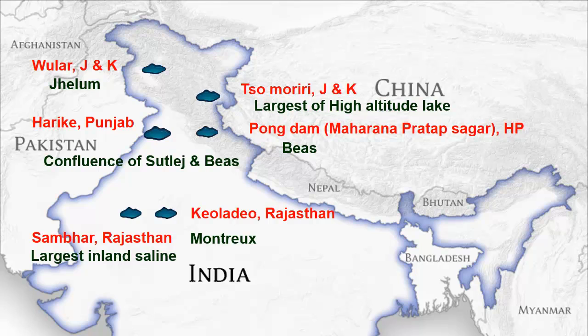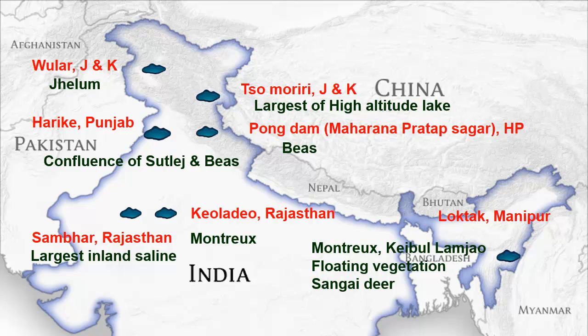Then we have Sambar Lake in Rajasthan, which is the largest inland wetland, which is also saline. Then we have Loktak Lake in Manipur, which is also in the Montreux Record. Keibul Lamjao National Park is inside this lake, which is unique for floating vegetation. Sangai deer is found here.